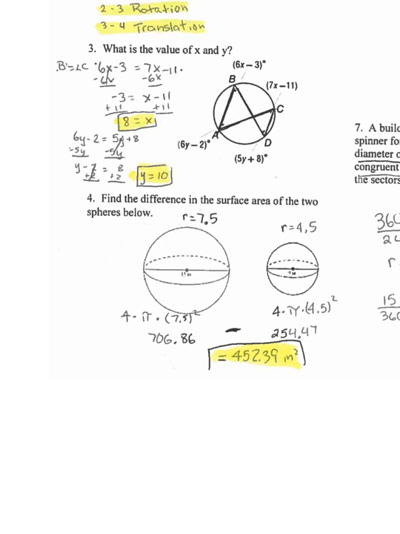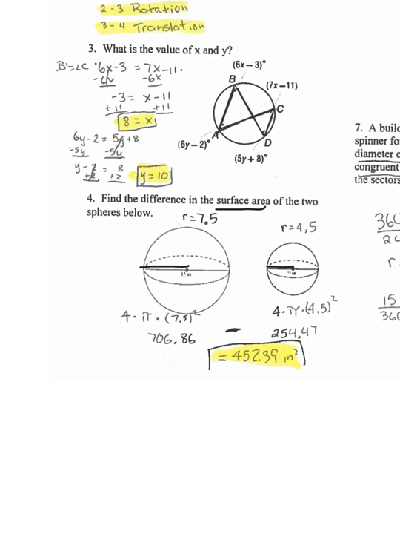Number 4, find the difference of the surface area of the two spheres below. Surface area, of course, the formula is on the blue chart. Just one of the little things as you're going through this test, make sure you recognize the difference between surface area and volume, and make sure not to use the wrong formula, because that could be an easy mistake. Also, don't forget, if they give you the whole diameter, you need the radius, which is half. That's why we take 7.5 and 4.5.